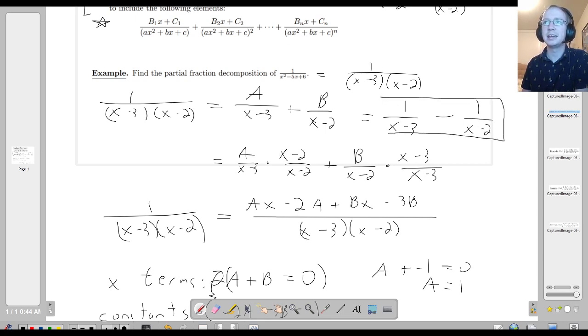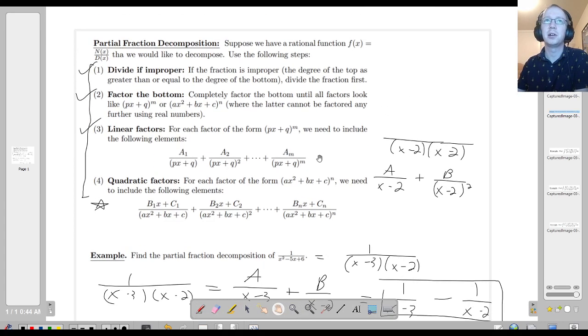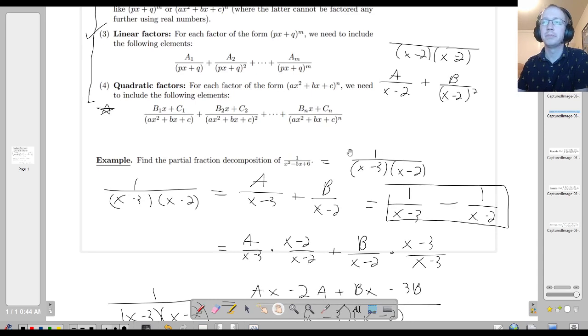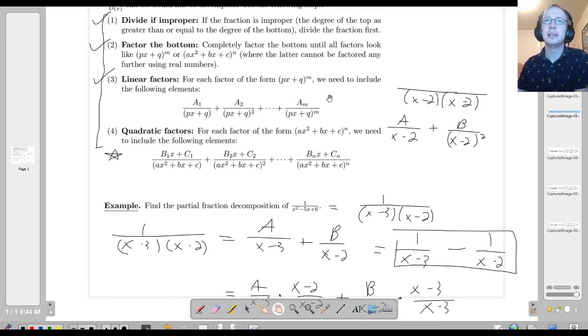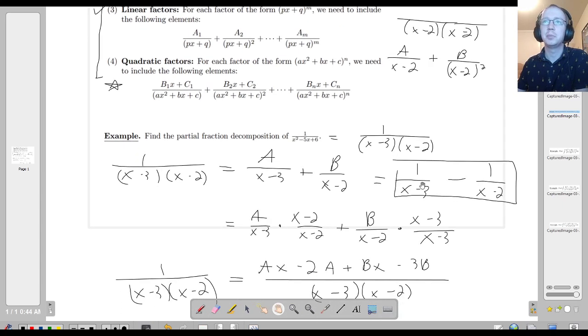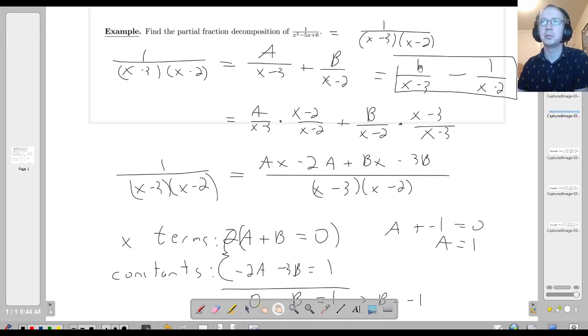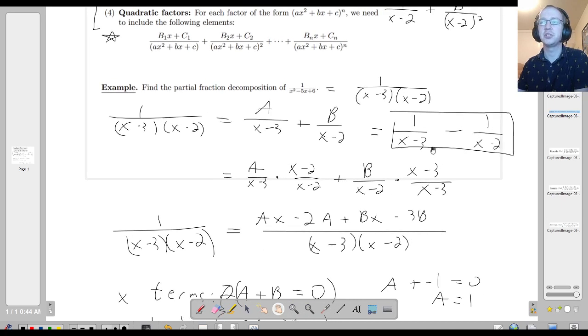So that's it. That's how I find a partial fraction decomposition. So again, just to summarize, I divided if it's improper. Didn't apply here. I factored the bottom. And then for each of those factors that shows up on the bottom, we're just going to put some letter over that factor. Okay, and that's it. Once we solved it out, we were able to find that A was 1, B was -1, and there is our partial fraction decomposition, which makes our integral much easier to do.